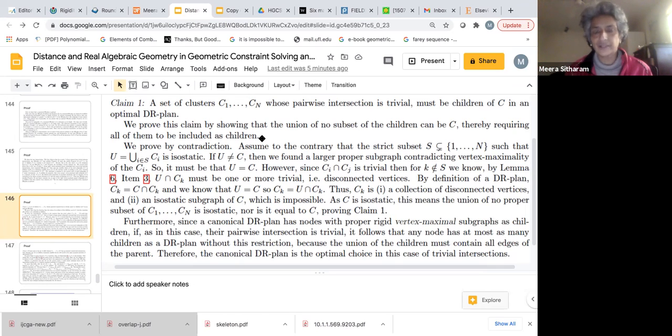So once we prove this, then we are basically saying that in the canonical DR plan, in the case where the parent has rigid vertex maximal subgraphs that all have pairwise trivial intersections, there's nothing much you can do in terms of decreasing the fan-in over there because they all have to be children in any DR plan, canonical or not. Okay, so to prove this by contradiction, you assume that a strict subset is minimally rigid.